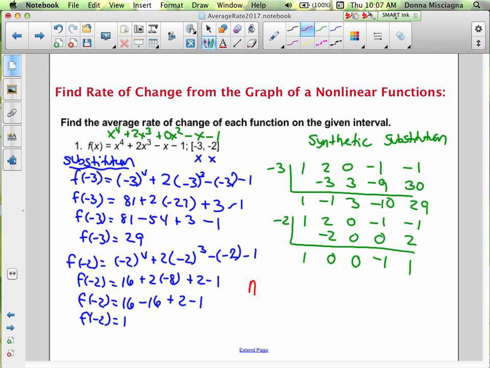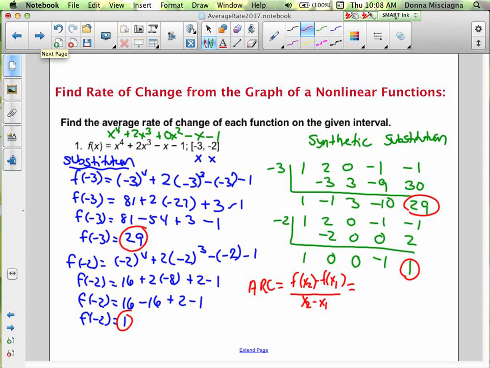Average rate of change is going to be the difference in the value of the function over the difference in the x values. So our values of our function are these right here, and the same ones as we got over here. Those are our y values, those are our function. And then our x values are up above. Make sure you match up the correct y values and the correct x values.